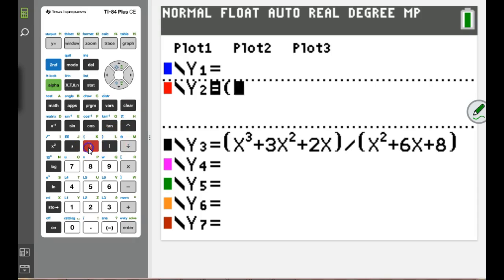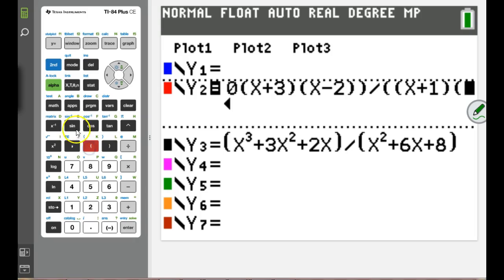All right, I'm going to put a giant parenthesis around the top. What did we have on top? A 20 and an x plus 3 and an x minus 2 on the top. Okay. Close all that parenthesis, divided by giant parenthesis around what's in the bottom? X plus 1. Is that right? And x minus 4.